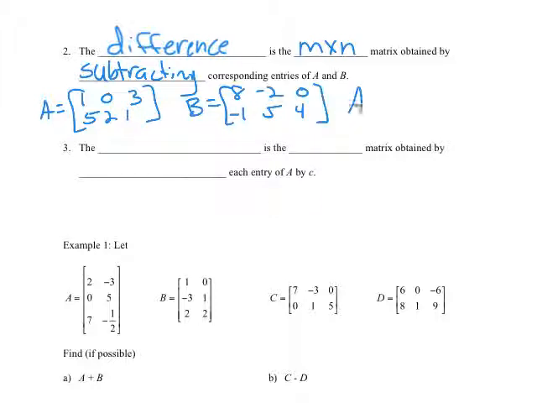Then A minus B is going to be the difference. 1 minus 8, that's negative 7. 0 minus a negative 2 is 2. 3 minus 0 is 3. 5 minus a negative 1 is 6. 2 minus 5 is negative 3. 1 minus 4 is negative 3. And that's your answer. You're just subtracting corresponding entries.